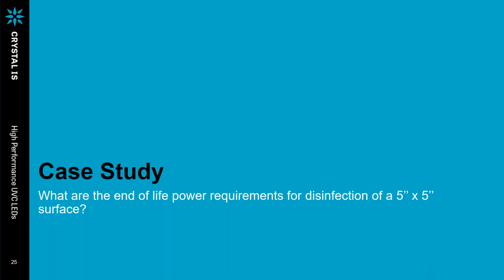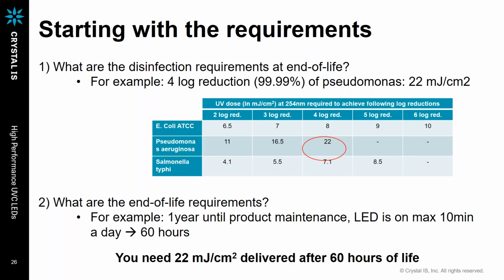So I want to use that and show you one case study, and then we'll open it up for questions. Let's say we are trying to do a 4-log reduction of Pseudomonas, which typically requires 22 millijoules per square centimeter. And we are defining the disinfection requirement at end of life of the LED.